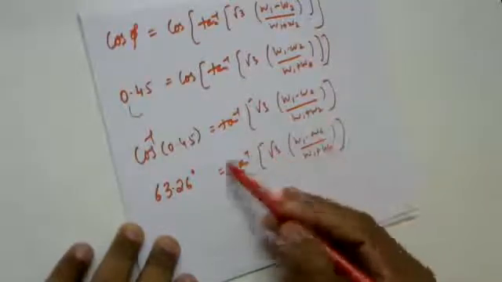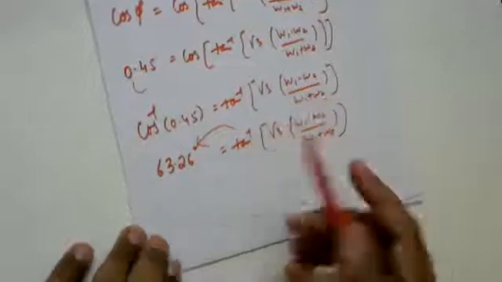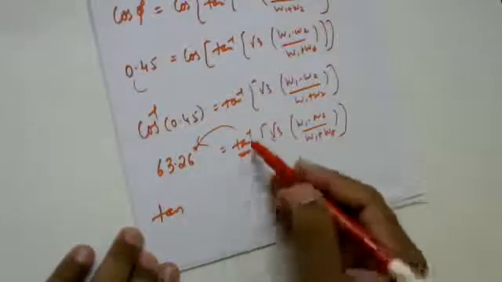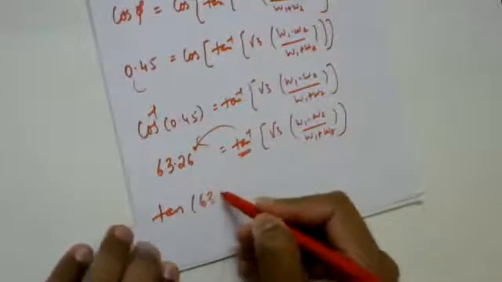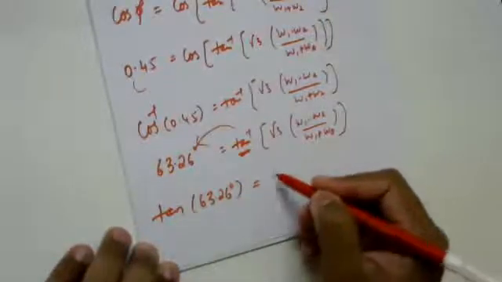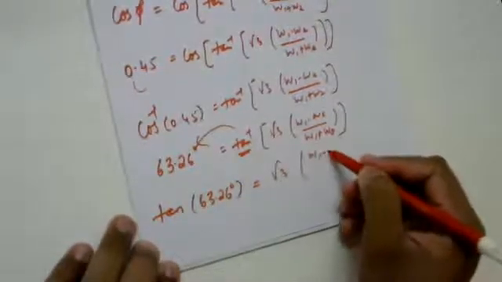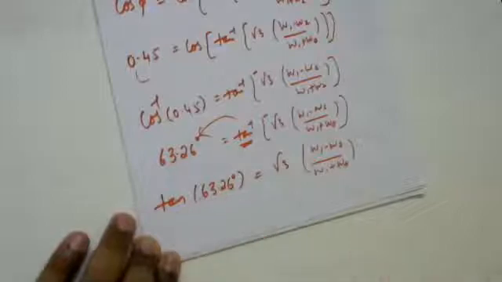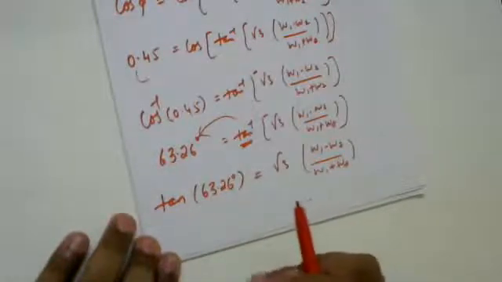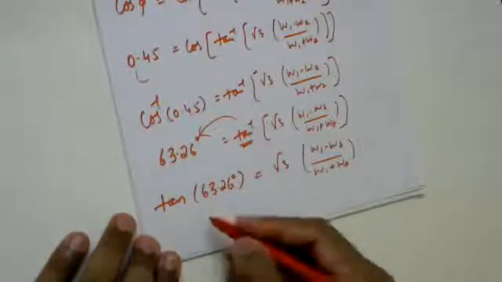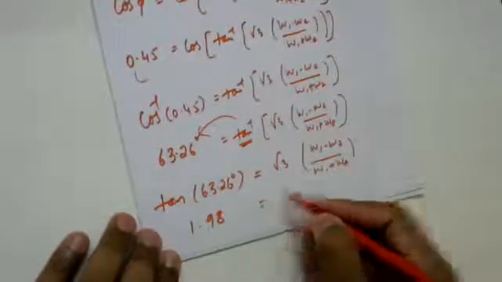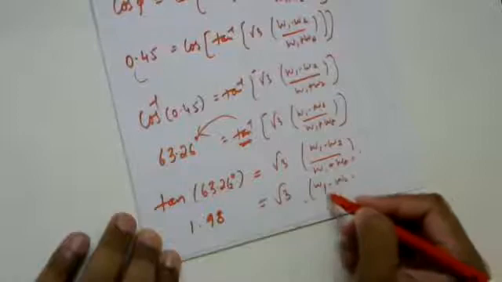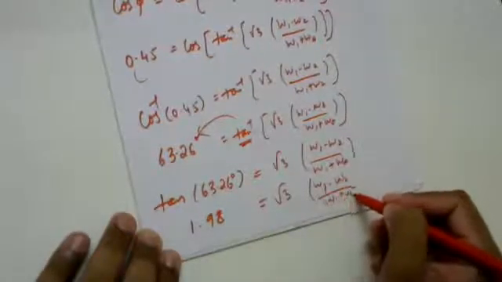Now I'll take this tan inverse from RHS to LHS. So what happens? This turns out as tan of 63.26 degree is equal to root 3 into (W1 minus W2) divided by (W1 plus W2). What is the value of tan of 63.26? It stands to be 1.98. So 1.98 is equal to root 3 (W1 minus W2) divided by (W1 plus W2).